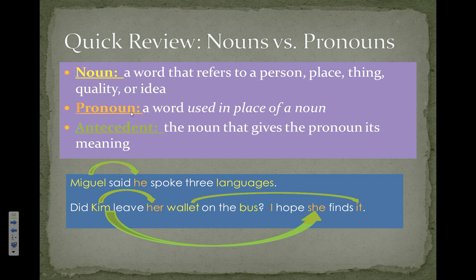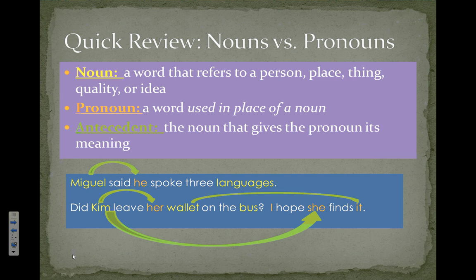You wouldn't want to run around saying, Teresa went to the store. Teresa bought flowers and milk. Teresa wants to win a Grammy someday. You sound ridiculous. We use pronouns so that we don't have to repeat ourselves over and over again. Pronouns always have to refer to a noun. And the noun that a pronoun refers to is its antecedent. So you see our definition here, antecedent, the noun that gives the pronoun its meaning.